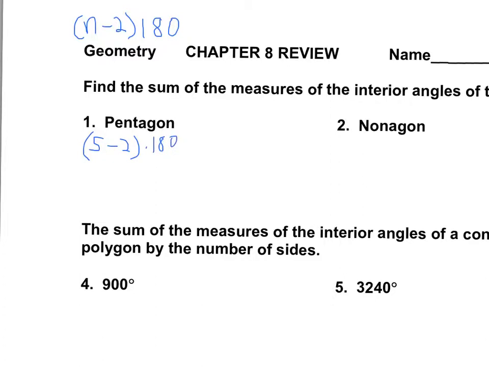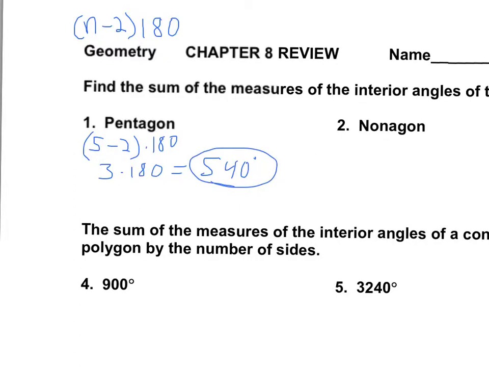Now you can either type that in your calculator with the parentheses and all, or what I usually do is just do 5 minus 2 is 3, just mental math. And then I would type in 3 times 180, and I get 540 degrees. So that is our answer, 540 degrees.